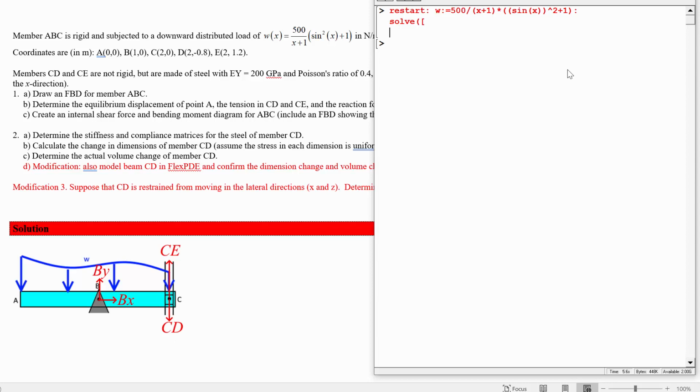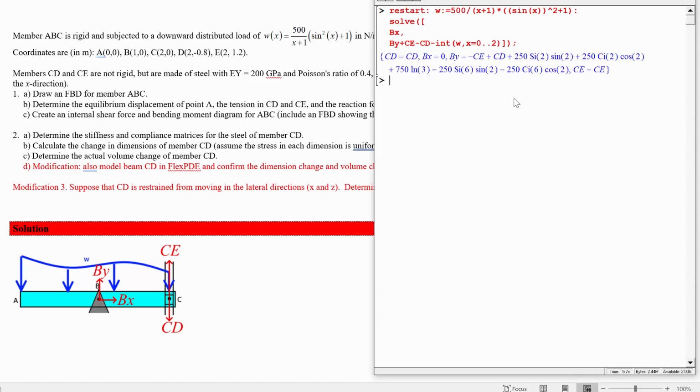Okay, so let's start off with Newton's second law. So net force in x is 0, says Bx is equal to 0. Net force in y is 0, says By plus CE minus CD minus the integral of W, where the bounds of this are from x is 0 to x is 2. Okay, now we don't have enough equations. We haven't even done the torque equation, but let's see what we get. This is showing us that we've got 2 arbitrary parameters still in there, CD and CE.